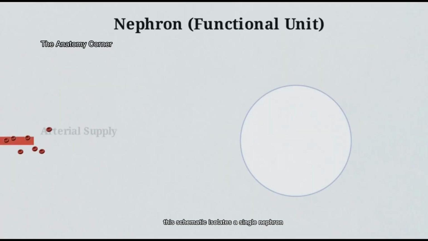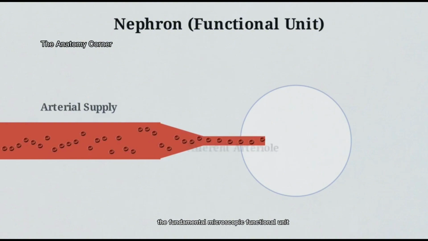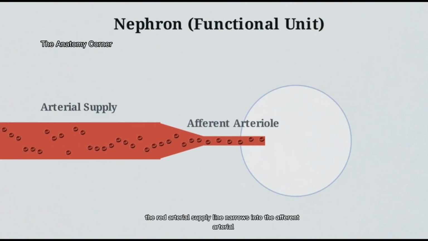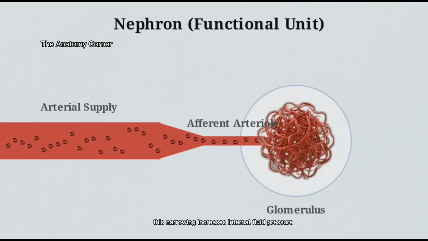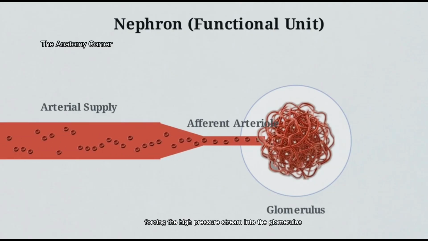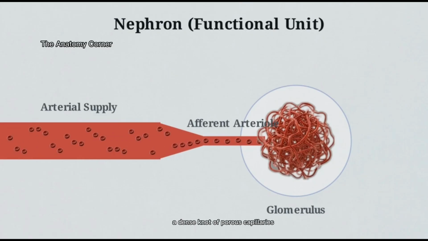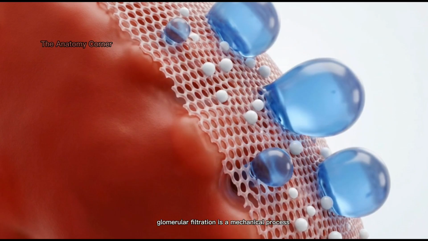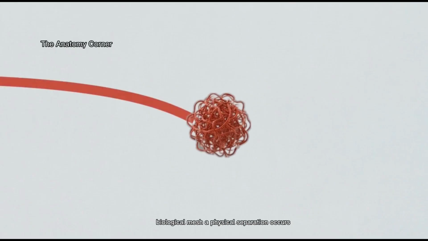This schematic isolates a single nephron, the fundamental microscopic functional unit. The red arterial supply line narrows into the afferent arteriole. This narrowing increases internal fluid pressure, forcing the high-pressure stream into the glomerulus, a dense knot of porous capillaries. Glomerular filtration is a mechanical process. The extreme internal pressure forces materials through a microscopic biological mesh. A physical separation occurs. Water and nitrogenous wastes are pushed out, while large red blood cells are retained.